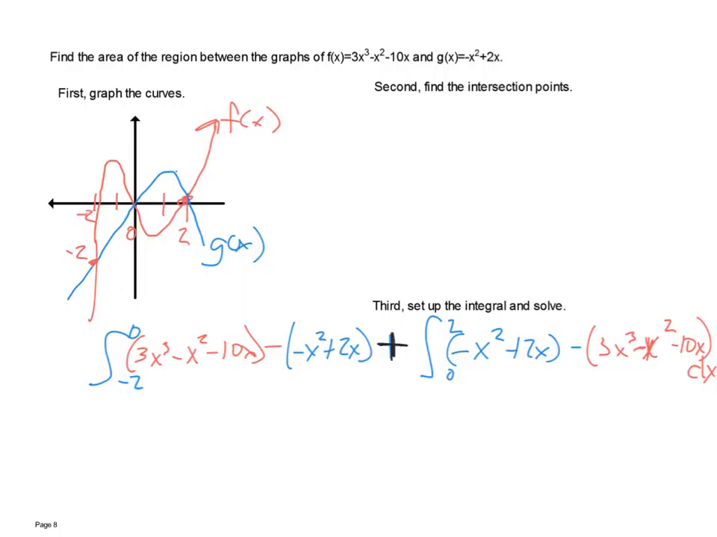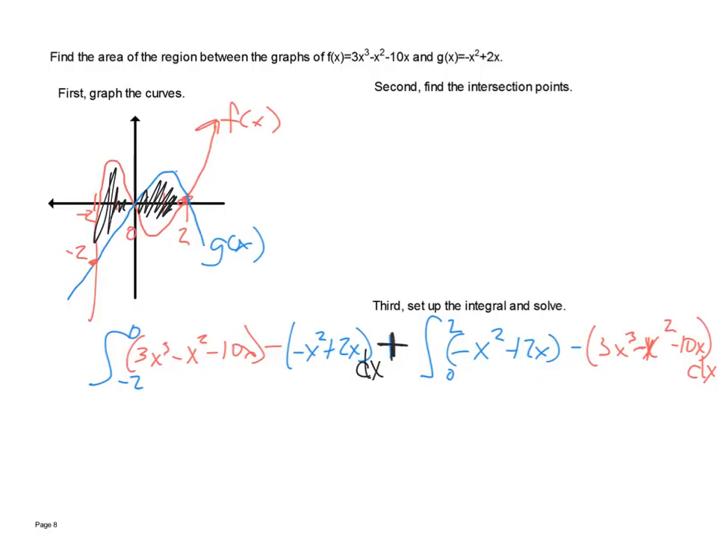The next step is to set up the integral. So in the first part, from the negative 2 to 0 interval, my area has f of x on top and g of x on bottom. I color-coded those. And on the next part, g of x is on top from 0 to 2, and f of x is on bottom, so you have to switch them. Okay, to calculate them, go for it. You should be able to do it by hand.